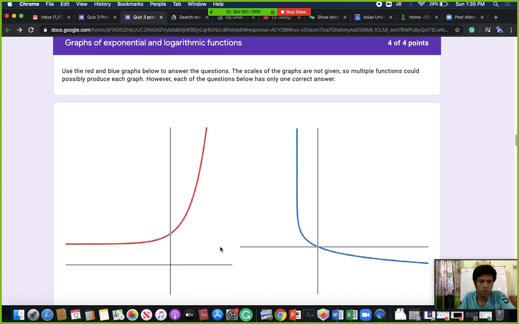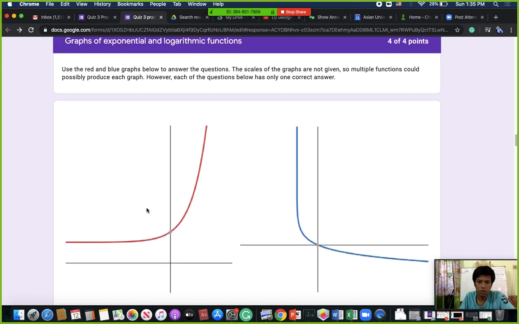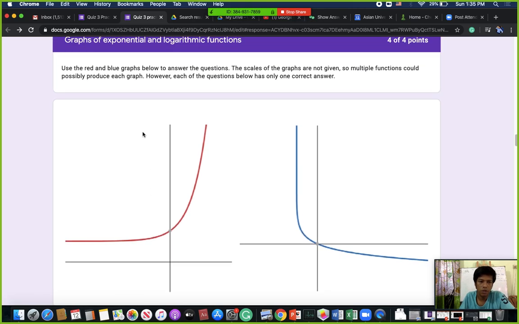Hello everyone. So this is the 3 number question from our practice quiz, about the red and blue graph. Use the red and blue graphs below to answer the question.